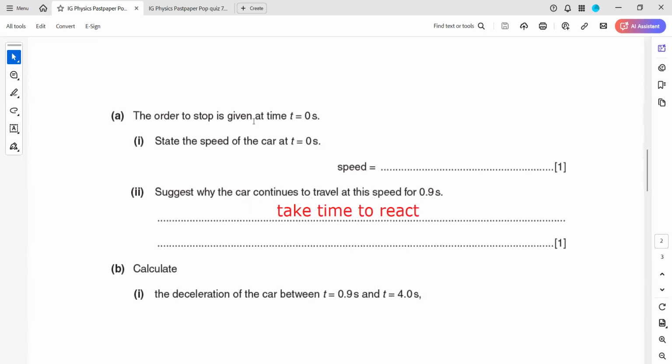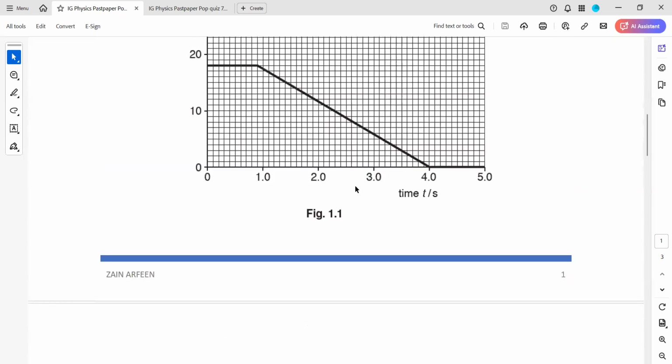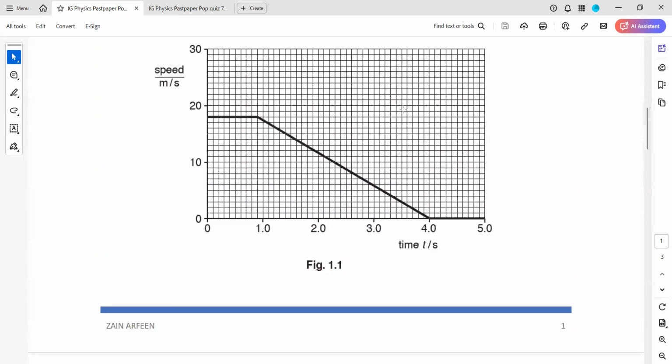The next is calculate the deceleration from 0.9 to 4 seconds. It's a straight line graph. If we need an acceleration or a deceleration, it is the change in velocity divided by the time interval. So what is the velocity here? The velocity at this point is 18 meters per second. The velocity at 4 seconds is 0 meters per second.